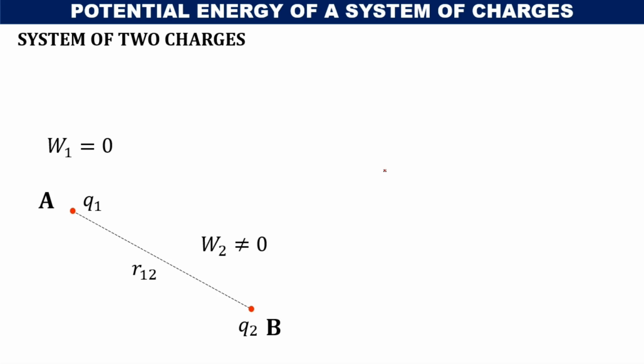First, let us consider the potential at point B due to the charge Q1 placed at point A. Since the distance from Q1 to position B is R12, the potential at B is represented as VB. It should be equal to 1 by 4 pi epsilon naught into Q1 by R12. We obtained this equation in the previous video while deriving the expression for the electric potential at a point due to a point charge. I will give the link for that video both in the i button and also in the description box. Please watch that video also.